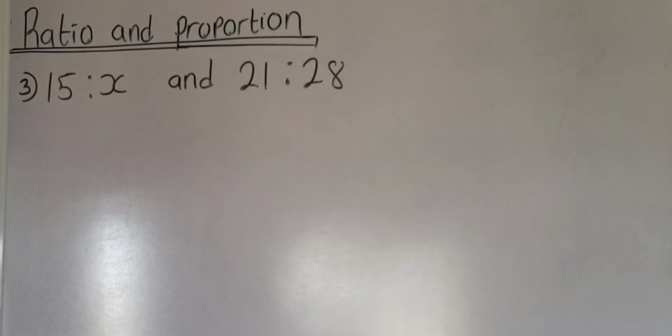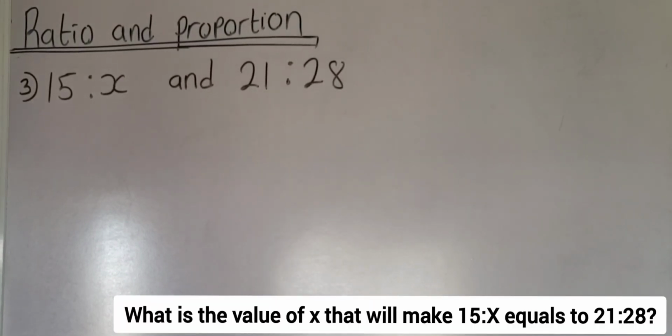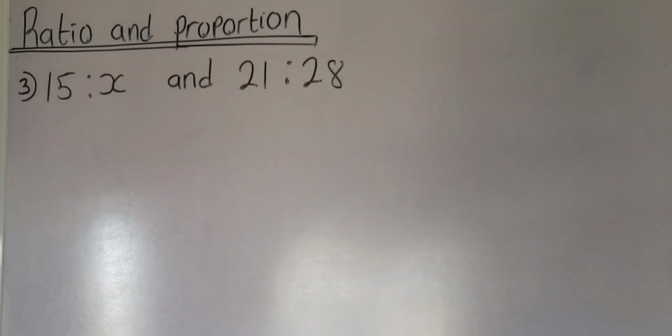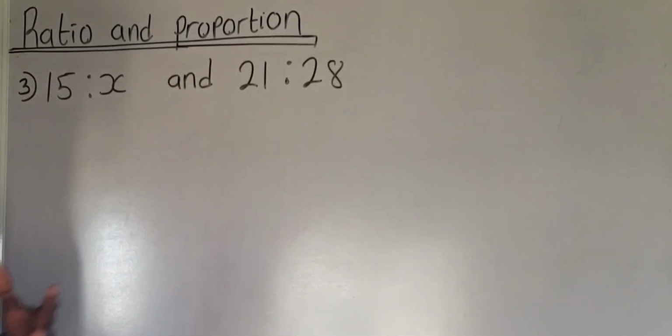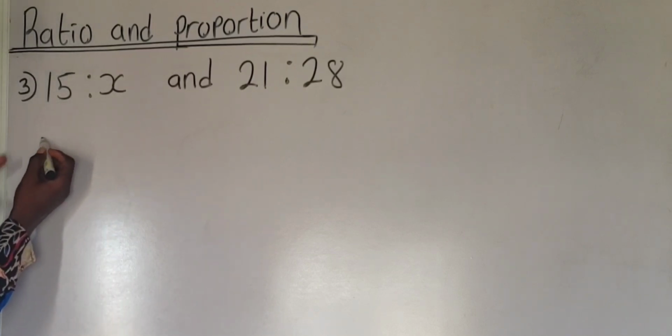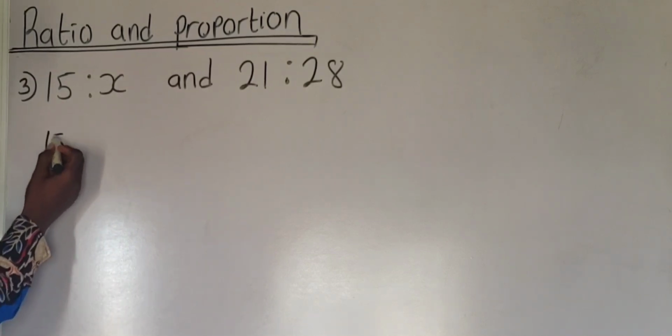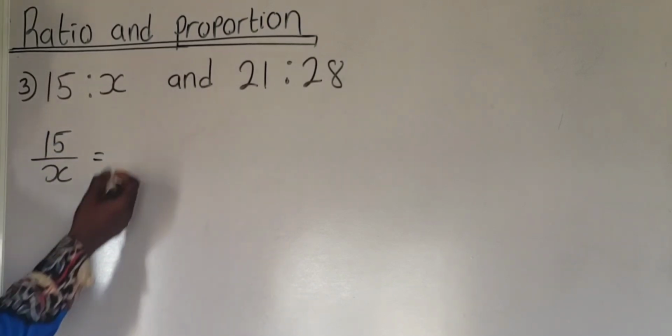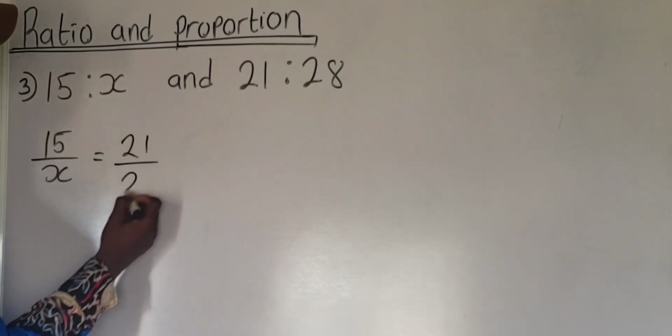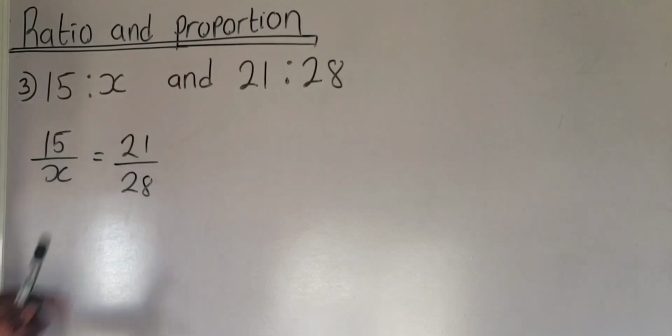Okay, question number 3. What is the value of x that will make the two ratios equal? Okay, now we are asked to determine the value of x that will make this ratio and this ratio be equal. We are going to use the first approach. So for this, I'm going to have 15 ratio x, which is also the same thing as 15 all over x, is equal to 21 ratio 28, which is also the same thing as 21 all over 28. That is in fraction.